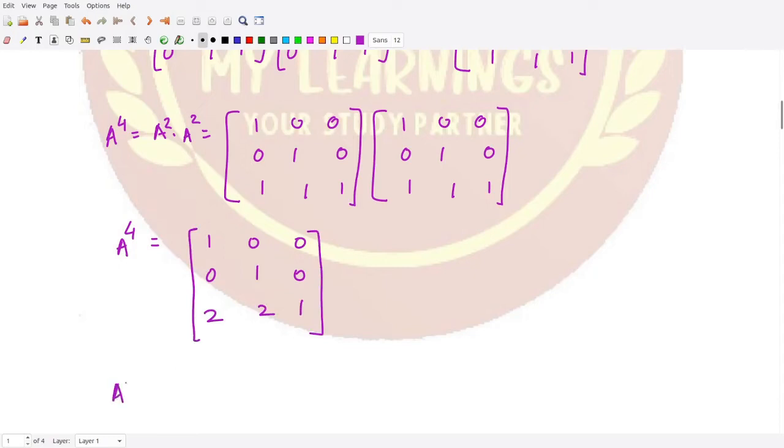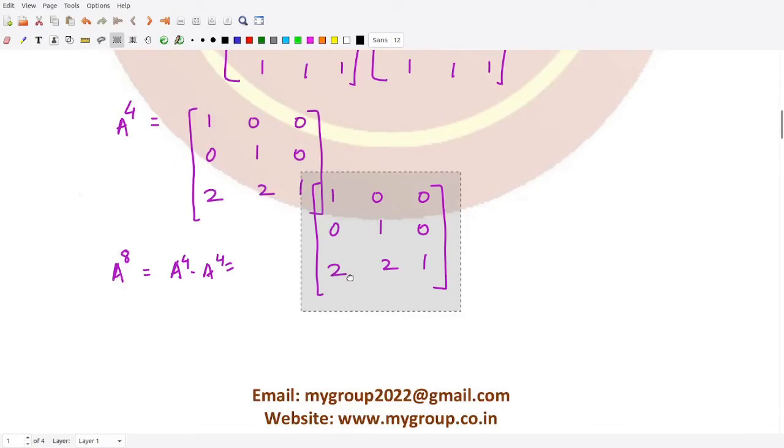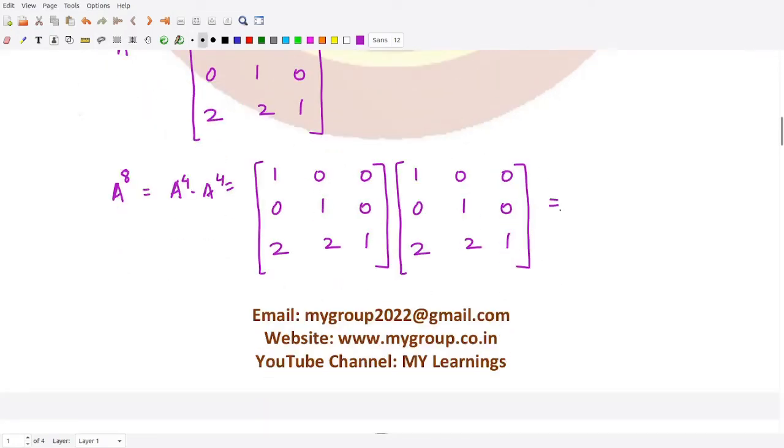Next we can calculate A to the power 8 by multiplying A to the power 4 with itself. We just have to do it a few times and then you are able to get your result, and the calculation is quite easy. So just multiply these two matrices together and let's see what we have. After multiplication, your A to the power 8 is equal to 1 0 0, 0 1 0, and then 4 4 1.